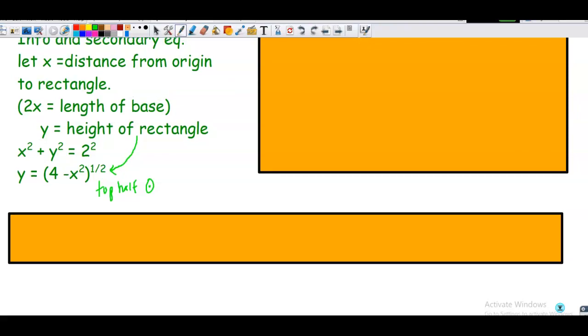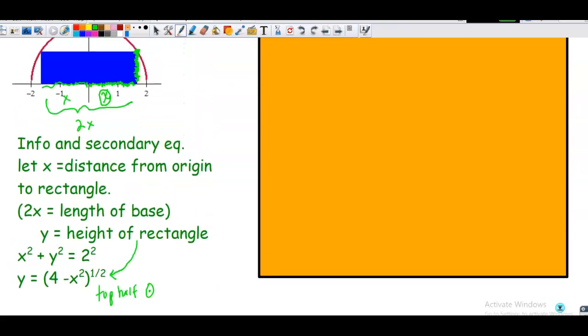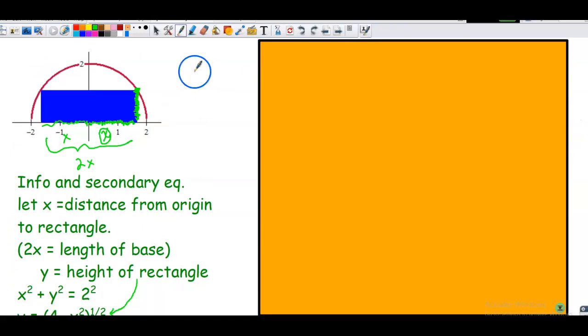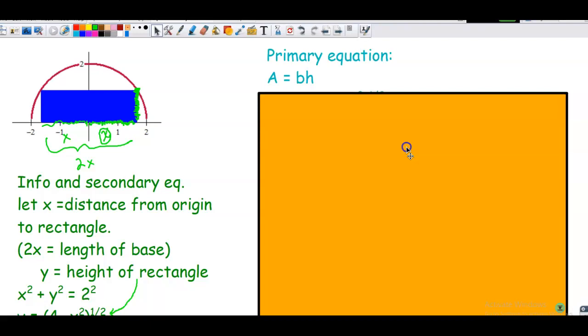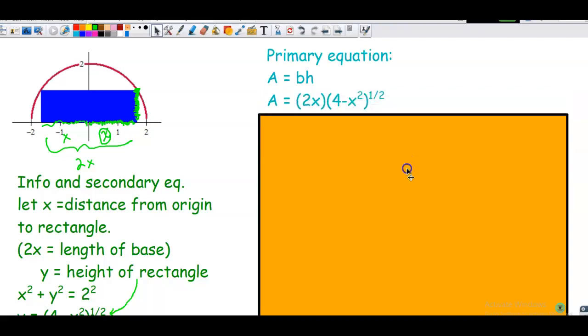Now the area of the rectangle is base times height. So we said that in our problem, the base is 2x. So I start with base times height. The base of our rectangle was 2x, and the height of our rectangle was 4 minus x squared to the 1/2 power. That's the equation that I want to maximize. It already has one variable. I've already taken care of that with my helper equation.